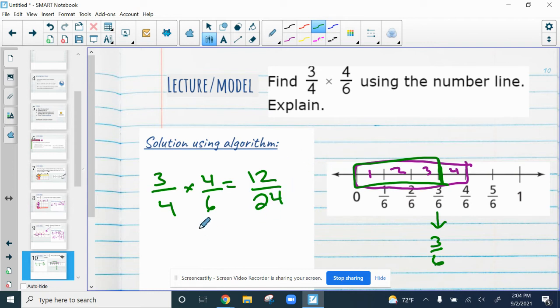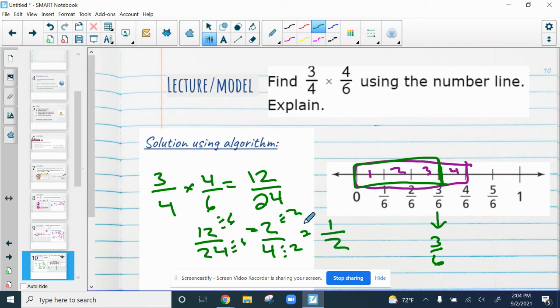Now I want to look and see, is there a number I can divide both 12 and 24 by? And there is. 12 divided by, let's start with 6. 12 divided by 6 is 2. 24 divided by 6 is 4. And I can keep going. 2 divided by 2 is 1. 4 divided by 2 is 2. So our answer simplified would be 1/2.